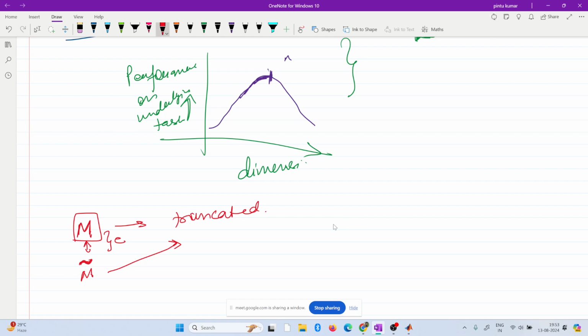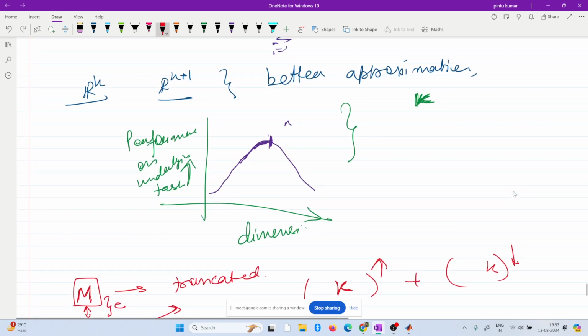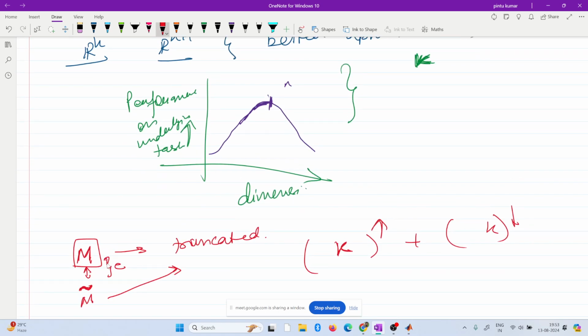Because of the error that we started with, there were two terms in the error that depended on k. One term was increasing with an increase in k, and another term was decreasing with an increase in k. That was due to this approximation change. So this was the problem. After some point, this increase became very dominant in the error, and that's why the performance was falling.